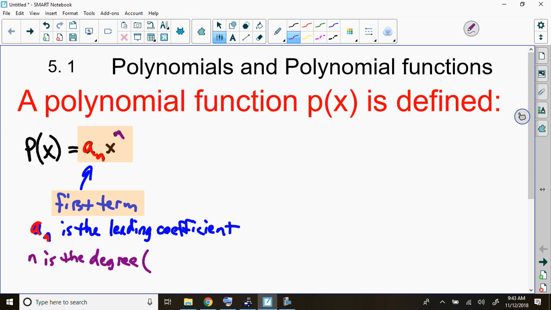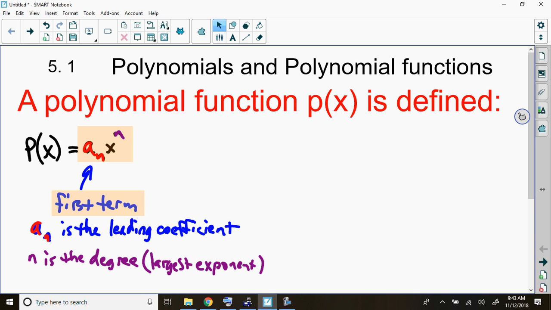We're talking about the largest exponent that you'll see, the largest exponent. In a minute, you're going to be asked, what's the degree of this polynomial function? And all you've got to do is look at the exponents. And the largest exponent is the degree of the function. Okay? So a sub n x to the n is the first term. Doing all right so far?